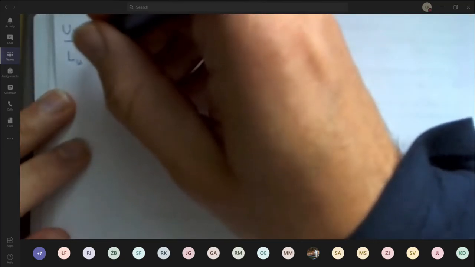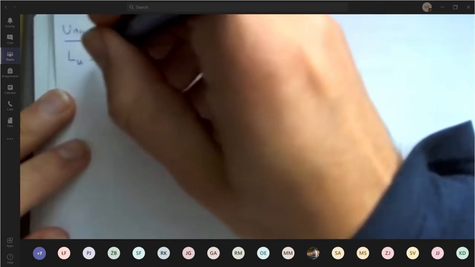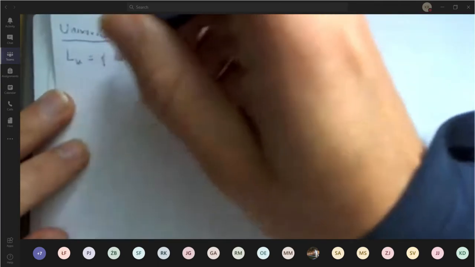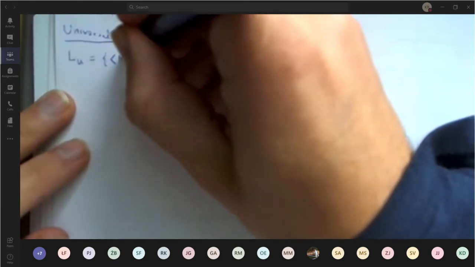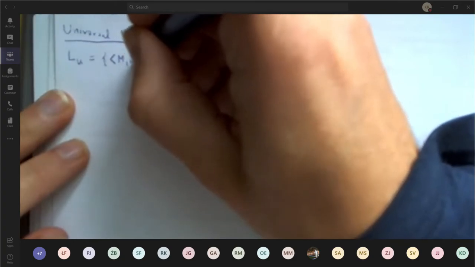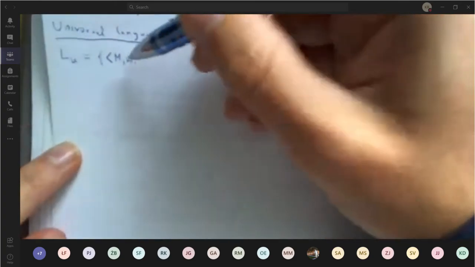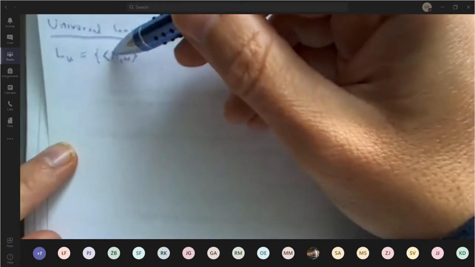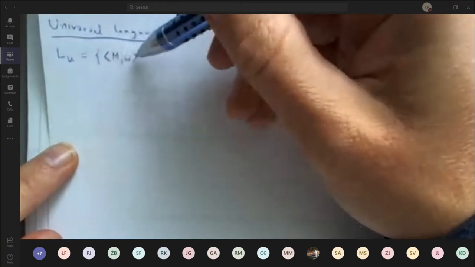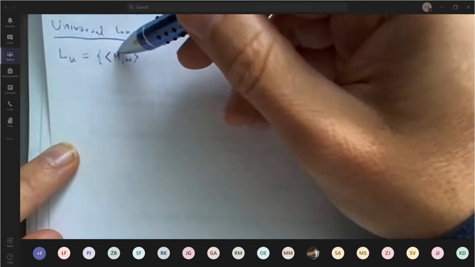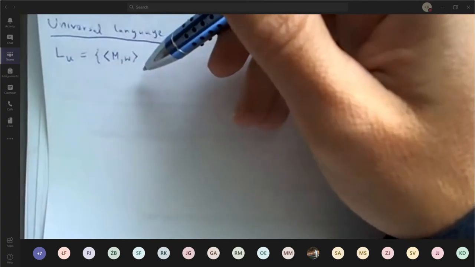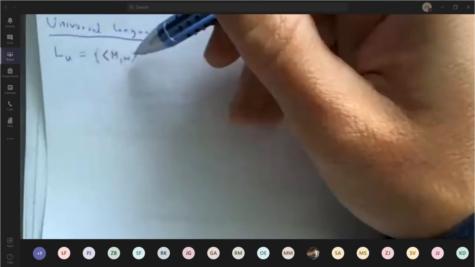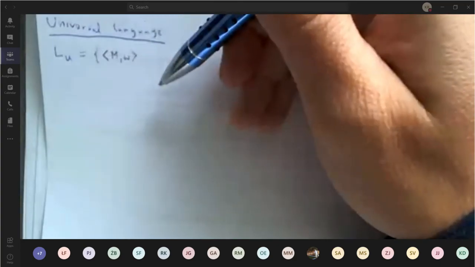We will denote the universal language by LU, U like universal, and this is the definition. This is the set of all strings which are of the form MW. I recall that this means this is the concatenation of a string consisting of the code of M and W.